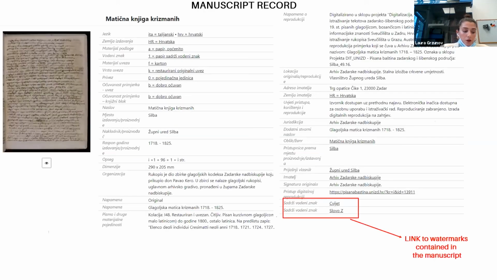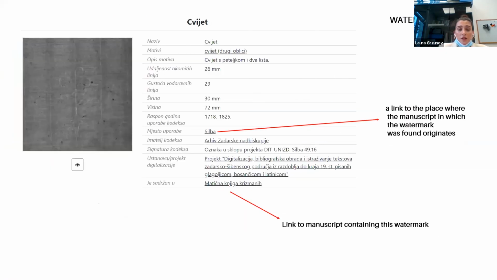Here you can see a picture of a manuscript record, and at the very end, in the red square, you can see a watermark that this manuscript contains. In this case, there are two watermarks, and there is a link to that watermark in this description. On the next picture, we can see the watermark from the manuscript whose record we just saw. We can see all the metadata, but we can also see a link to the place where the manuscript in which the watermark was found originates, and a link to a manuscript containing this watermark.